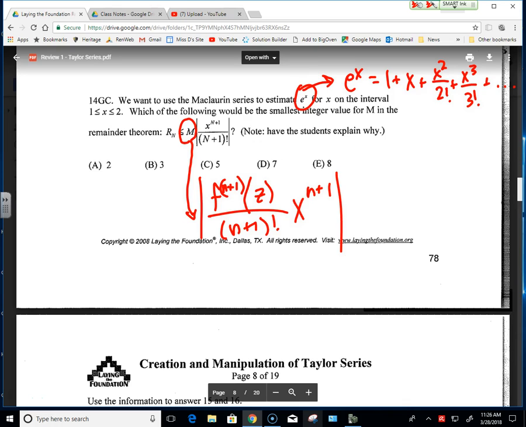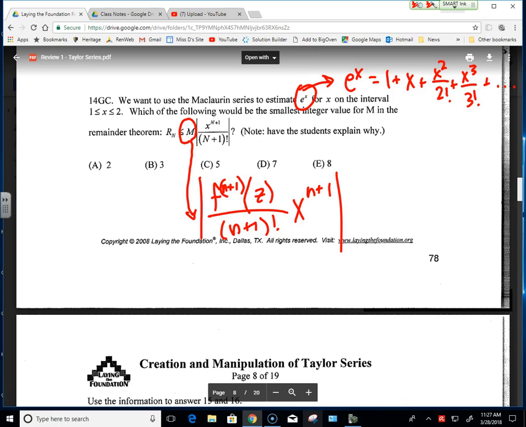Increasing. And so if e to the x is strictly increasing, what would be the minimum value of e to the x on 1 to 2? E to the 1. So e. And so e is equal to what? 2.71828. Now we have to think of integers. Hold on, watch the wording. Which of the following would be the smallest integer value for m in the remainder theorem? We just talked about e being the minimum. So the smallest integer would be 3, because it hasn't made it yet to 2.